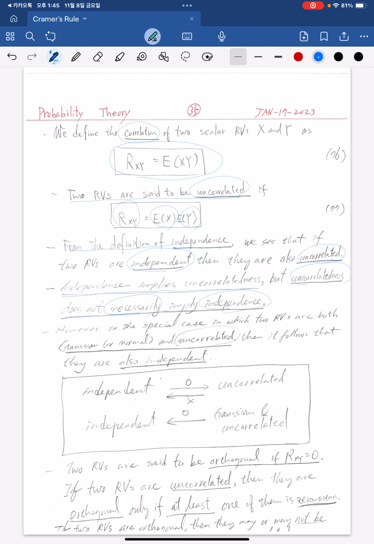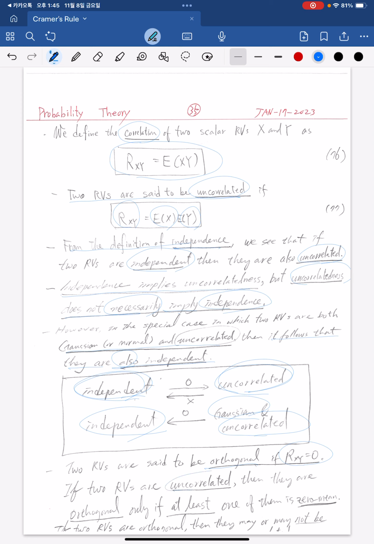However, in the special case in which two random variables are both Gaussian or normal and uncorrelated, then it follows that they are also independent. independent하면은 uncorrelated인데 uncorrelated하다고 해서 independent한 거 아닌데, 가우시안 분포를 하면서 uncorrelated 되었으면 그는 반드시 independent하다. Two random variables are said to be orthogonal if Rxy equals 0.